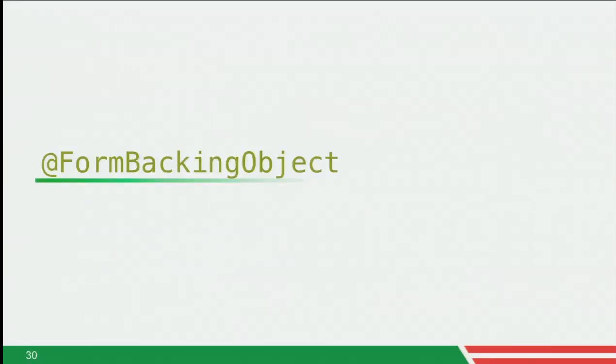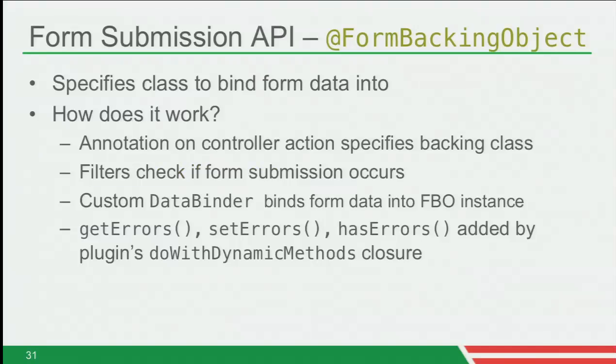So the first piece of that is the form backing object annotation. Now, I love Grails, but I also really do like annotations for specifying in code when you're trying to do something that would otherwise be magical. And so the form backing object annotation was what we used to embed the knowledge right into the controller action of what we want the data binding to do. That's all it is. It just specifies a class that you're performing data binding into.